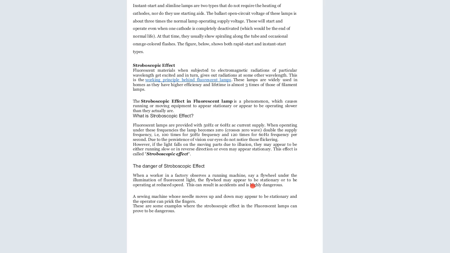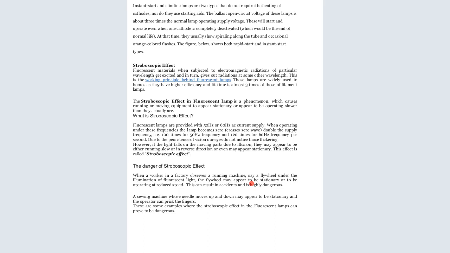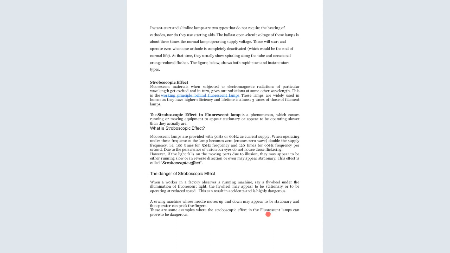However, if the light falls on a moving part, due to illusion it may appear to be running slow, in reverse direction, or even stationary. This effect is called the stroboscopic effect. The danger of the effect: why is it dangerous? When a worker in a factory observes a running machine such as a flywheel under the illumination of fluorescent light, the flywheel may appear to be stationary or to be operating at a reduced speed. This can result in accidents and is highly dangerous.